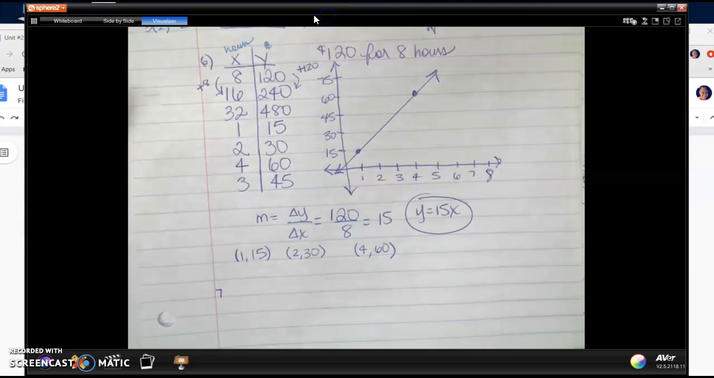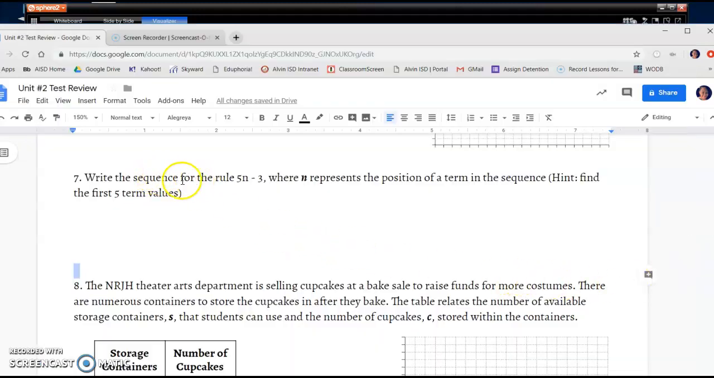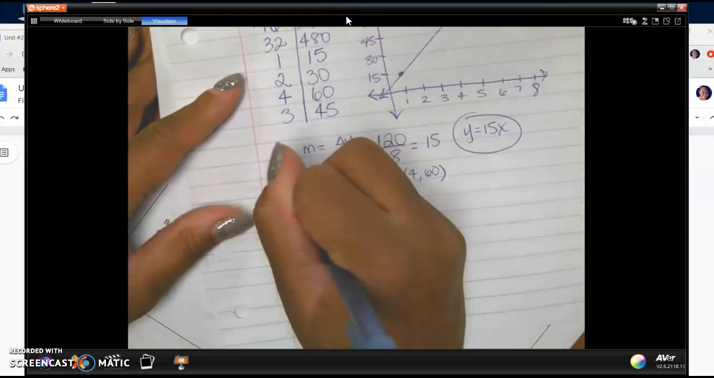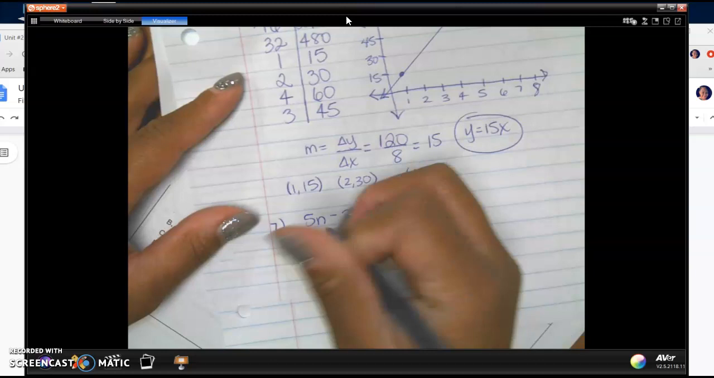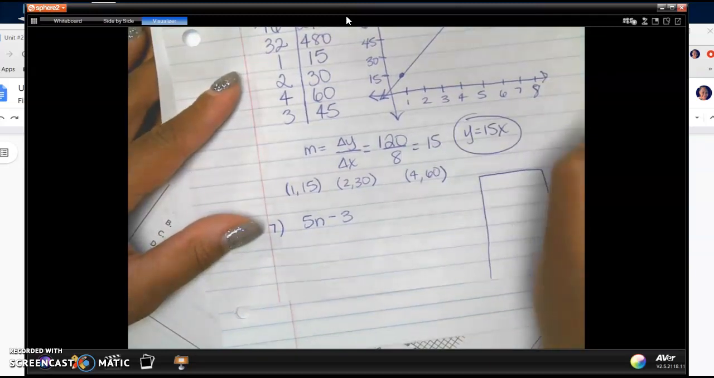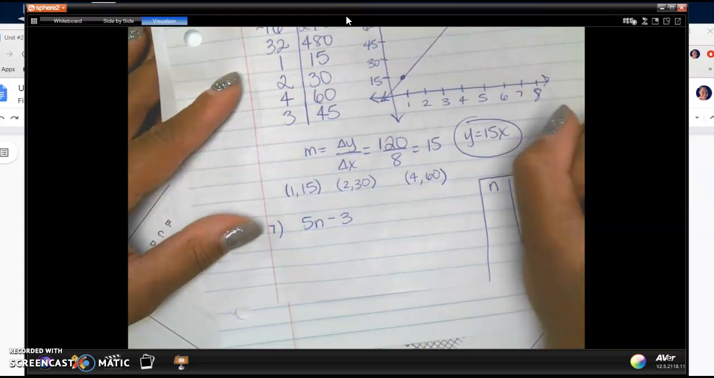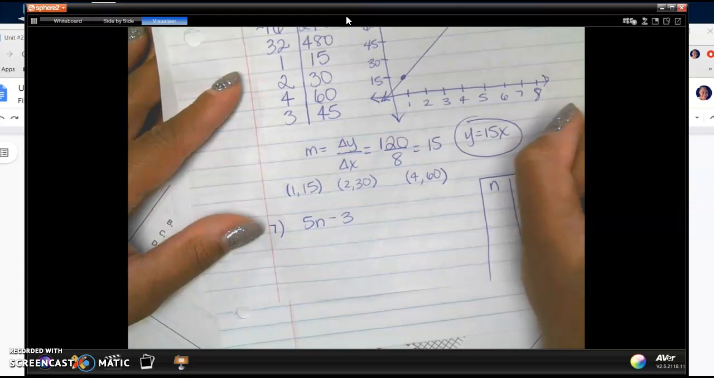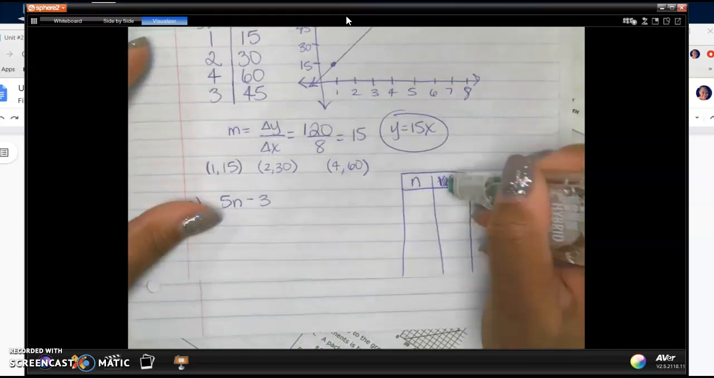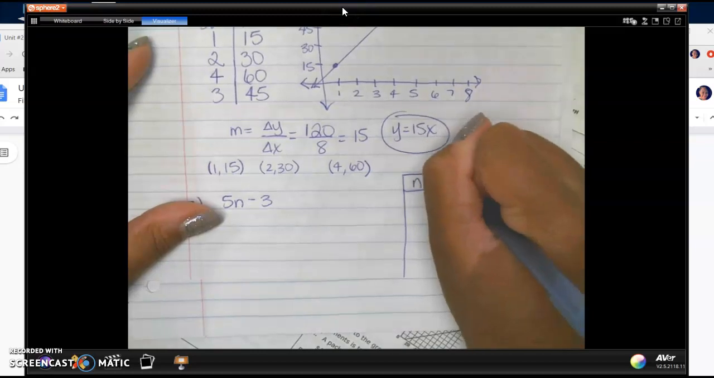So the next question said, write the sequence. So 5n minus 3. First 5 terms. You need a table. I don't have enough room. N and then term. Actually, this is value, not term. That says value, not term, and I need to rewrite it because it's illegible.